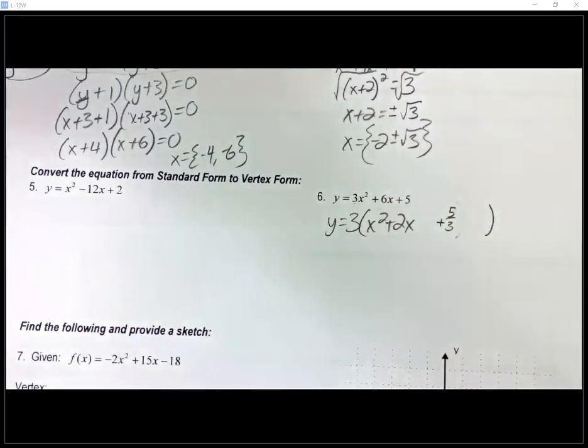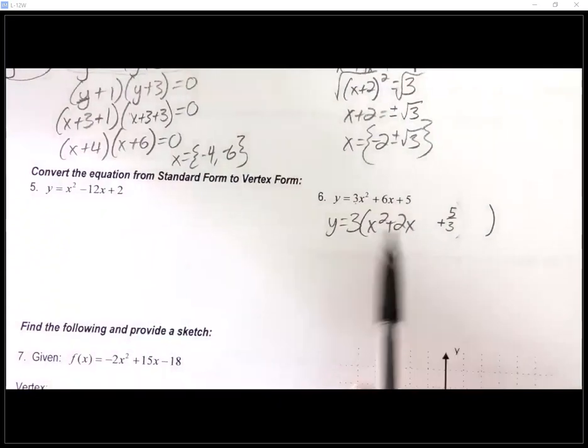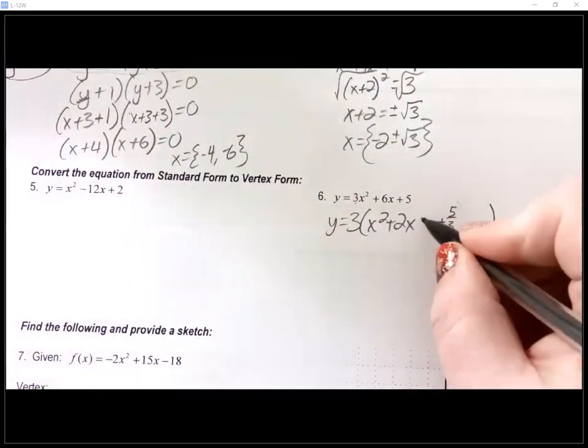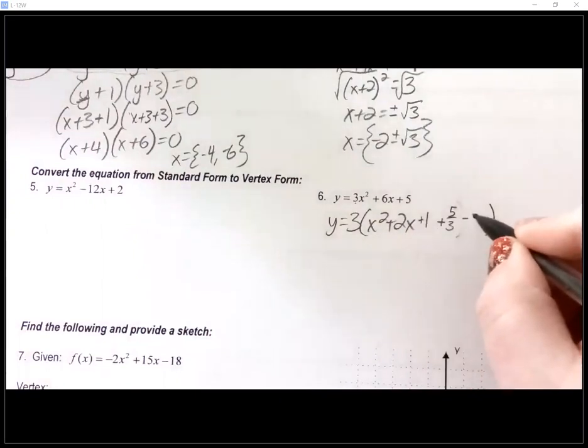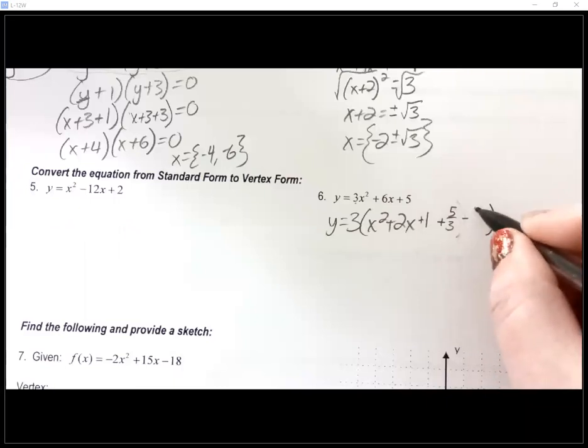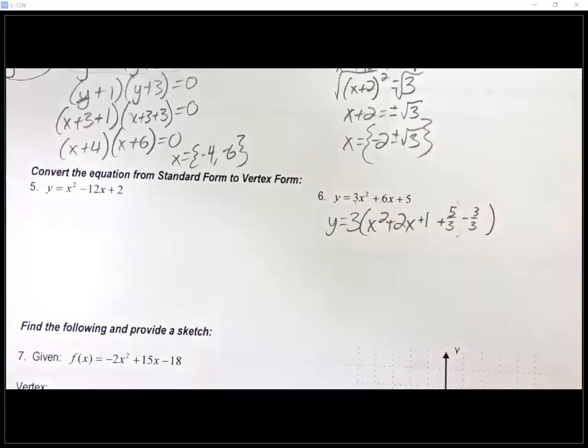Now I again want my magic number, which in this case would be 1, because I want half of b. So half of 2 is 1, and then 1 squared is 1. So I'm going to add 1 and subtract 1 right in the same line. But I'm going to make my life easier. Instead of writing it as a 1, can I write it as 3 over 3? Just so that I have matching denominators, saving myself that little bit of work there.